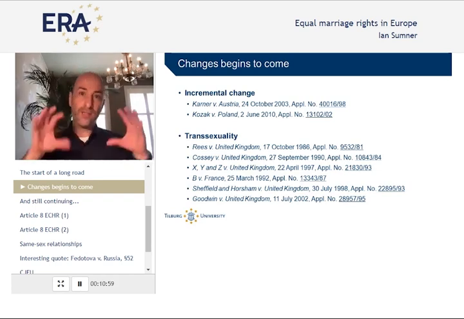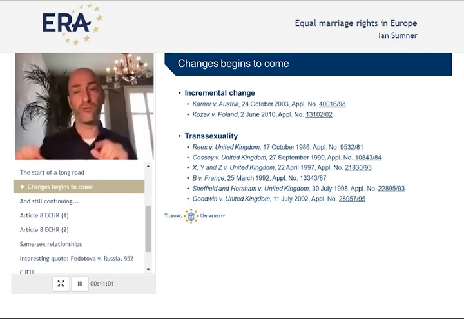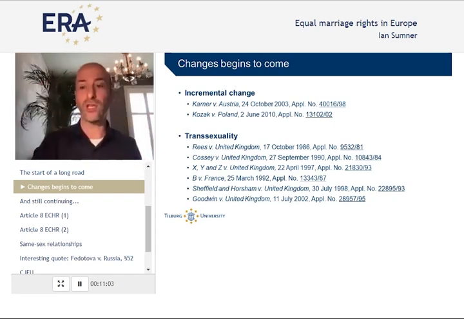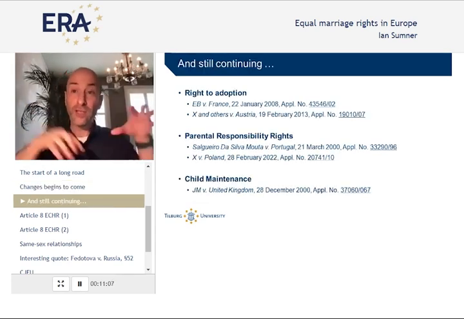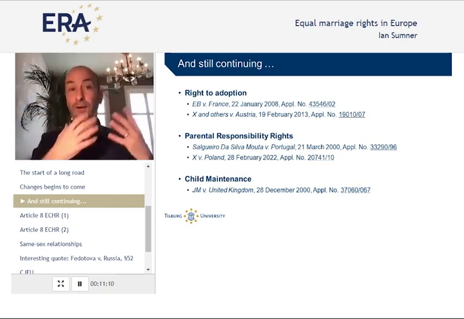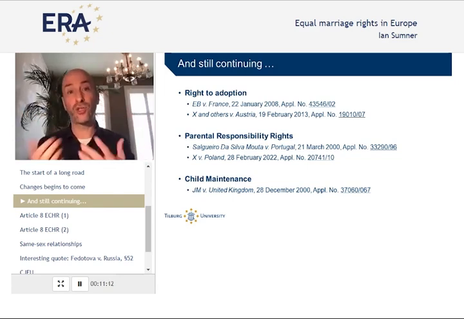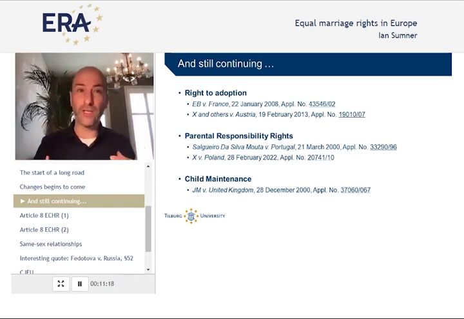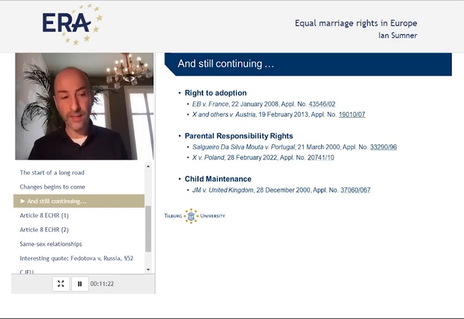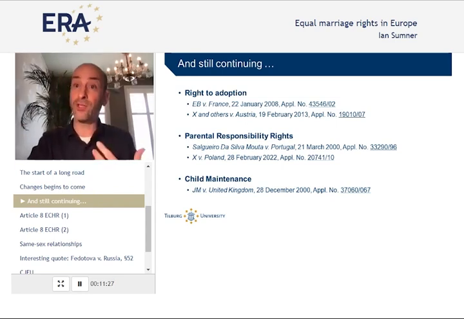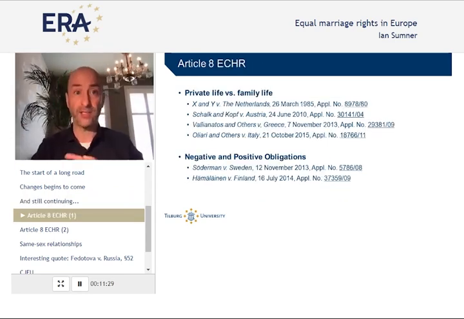Now, these trends, this recognition of homosexual relationships, this recognition of transsexual rights, also led then to a number of different areas of piecemeal debate: right to adoption being discussed in EB in France, parental responsibility rights, child maintenance rights, etc., all dealing with this issue of homosexuality or same-sex relationships. And this brings us then to the context of the marriage debate, the marriage and non-marital relationship debate.